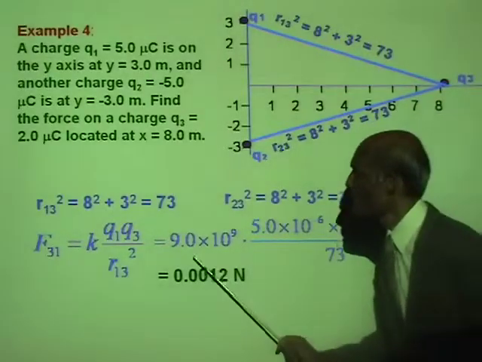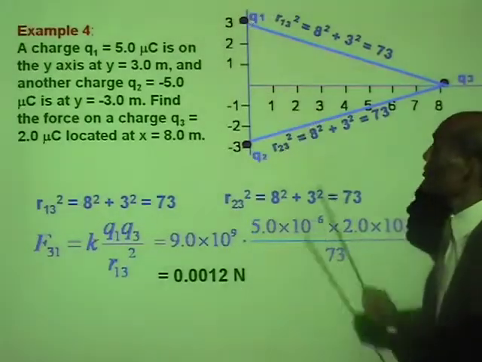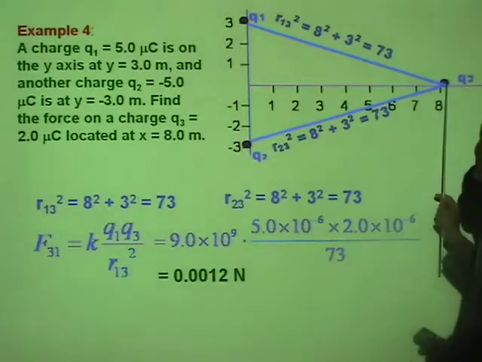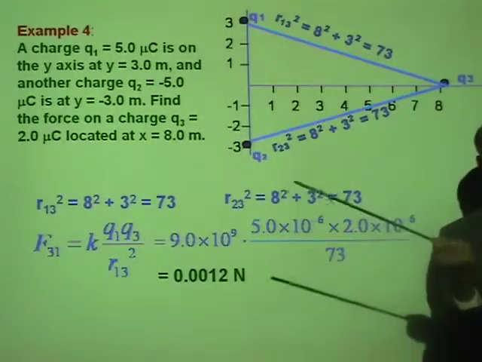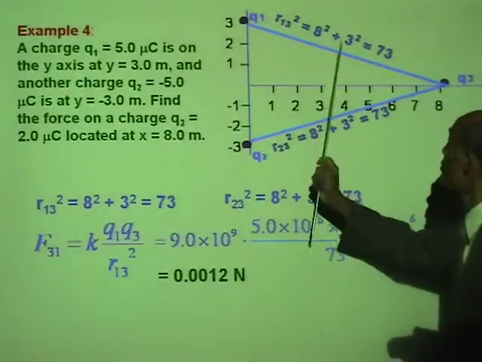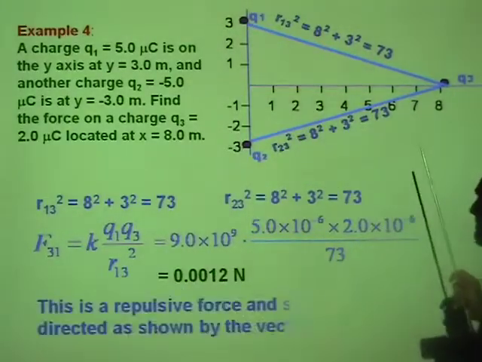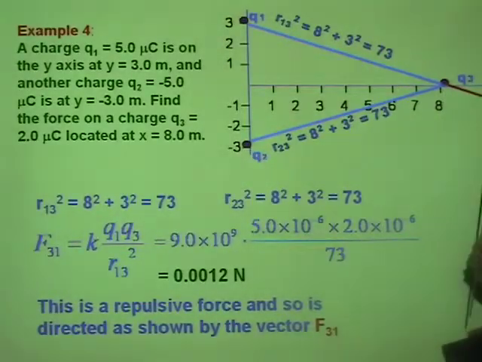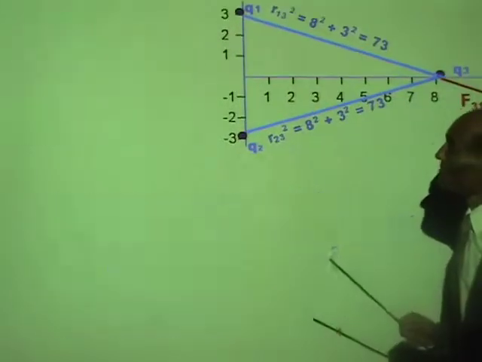Alright, now tell me, we now got the magnitude of the force on Q3 by Q1. What is the direction of this force? Well, Q3 is positive, Q1 also is positive, therefore like charges repel. That means Q3 will be repelled by Q1, so this force is directed away from Q1. And so F31 is a force directed away from Q1. That will be the direction. Alright, let's go to the next slide.